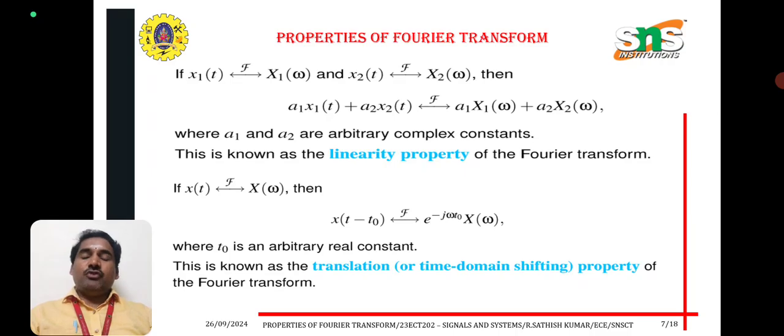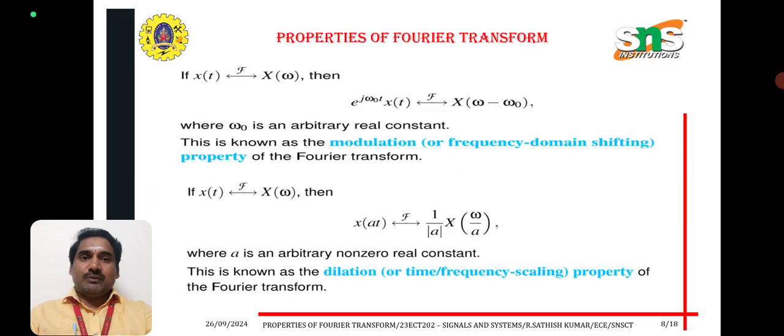If x of t Fourier transform pair with X of omega, then x of t minus t naught Fourier transform pair with e power minus j 2 pi f t naught into X of omega, where omega is equal to 2 pi f. This is the time domain shifting property of Fourier transform. Next, x of t pair with X of omega, then e power j omega naught t into x of t Fourier transform pair with X of omega minus omega naught. This is nothing but the frequency domain shifting property of Fourier transform.